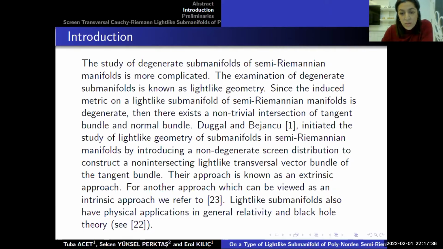Duggal and Bejancu initiated the study of lightlike geometry of submanifolds in semi-Riemannian manifolds by introducing a non-degenerate screen distribution to construct a lightlike geometry. Their approach is known as an extrinsic approach. For another approach, I can refer to Kupeli's paper and books.